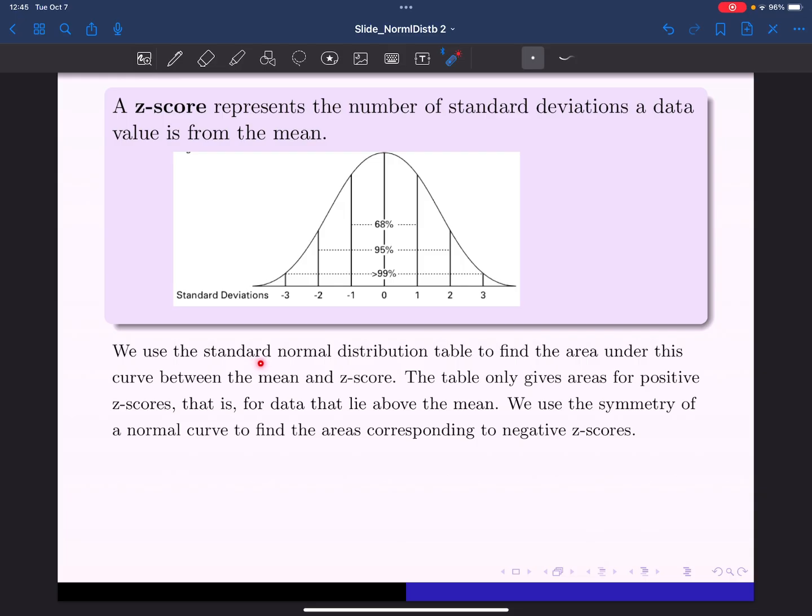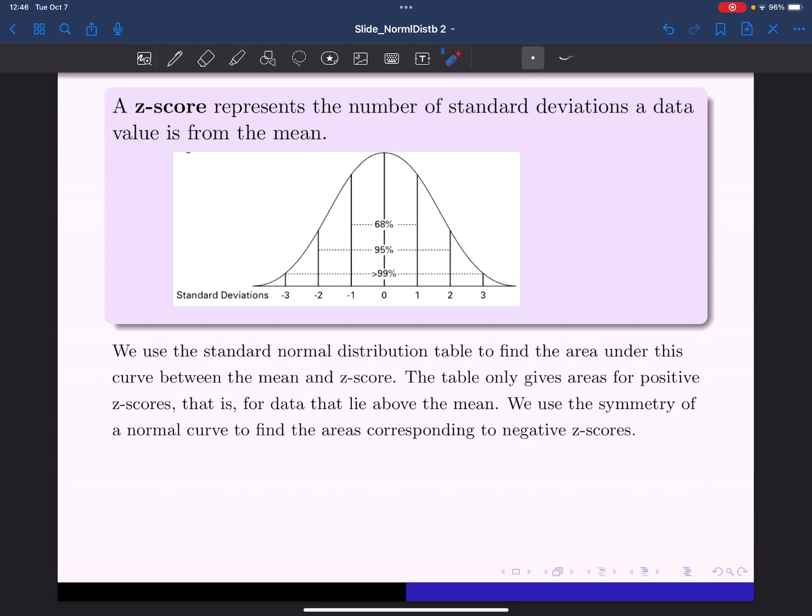We use the standard normal distribution table to find the area under this curve between the mean and the z-score. The table only gives area for positive z-scores, that is, for data that lies above the mean. We use the symmetry of a normal curve to find the areas corresponding to negative z-scores. So right here.